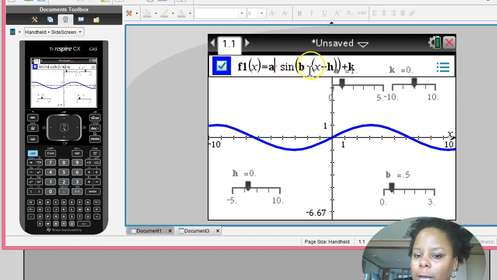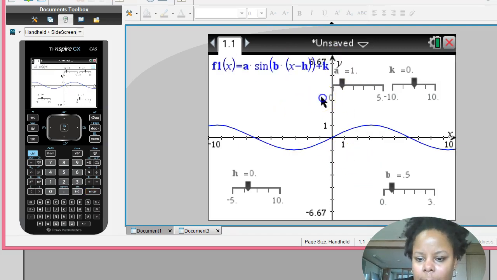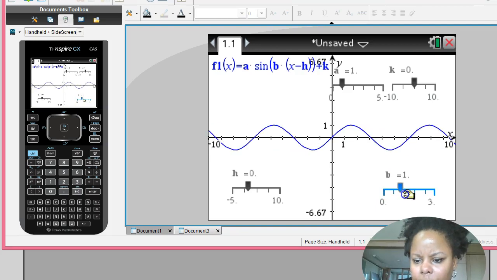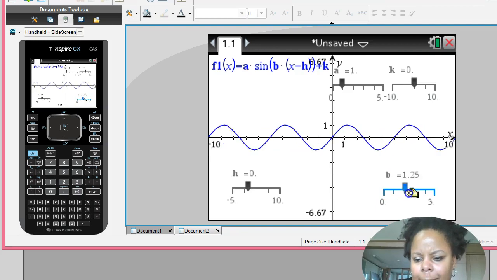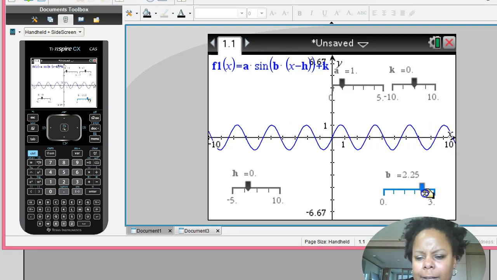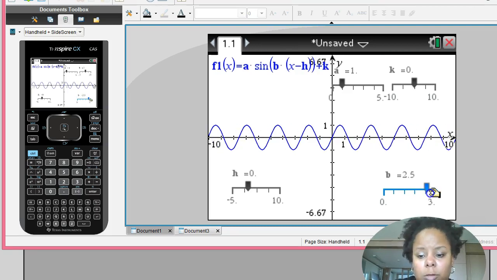Okay, so right now we're not going to be changing a, h, or k. We're just going to be changing B. And as you can see here, B has already changed not the location of the graph, but more so the period of the graph. So here it is normally, but then as I increase B greater than 1, it seems like the period of the graph is getting smaller. So that's going to be a horizontal compression.